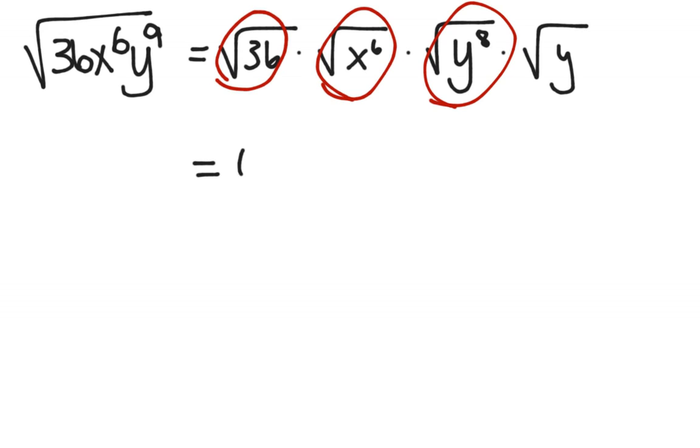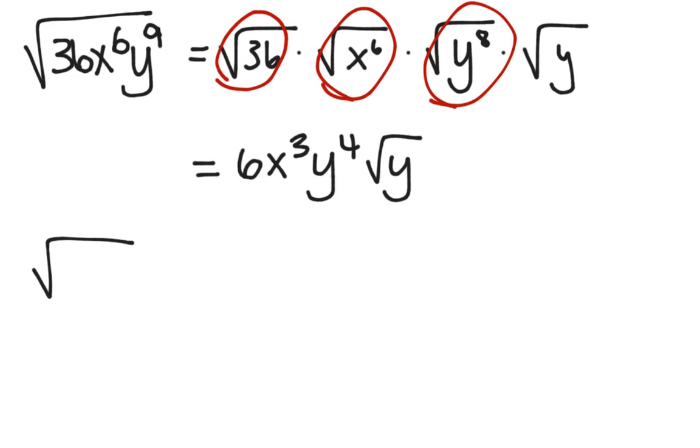The square root of 36 is 6. The square root of x to the 6 is x to the third. The square root of y to the 8th is y to the 4th, dividing both of those powers by 2. And because I can't take square root of y and have it come out nice and evenly, we leave that there. Let's try another one.